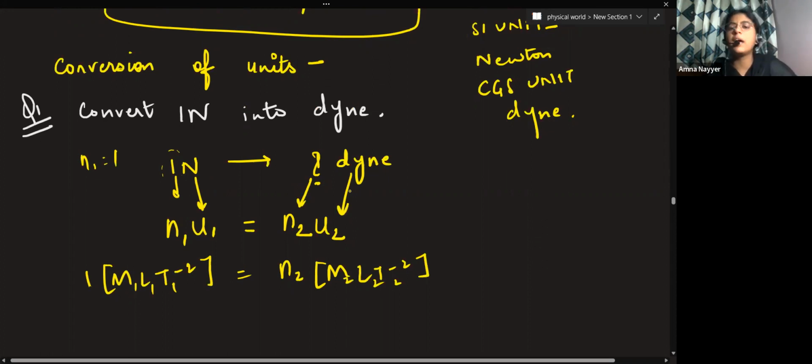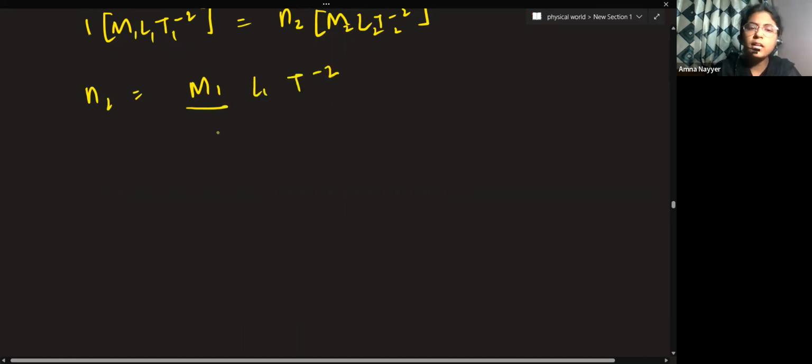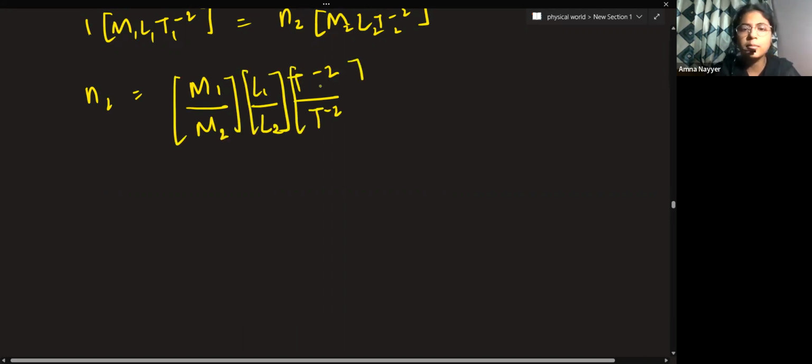SI unit with the magnitude, CGS unit with the magnitude. So we are calculating N2. From here, N2 will be what? N2 will be M1 L1 T to the power minus 2, divide all the like terms together. This becomes M1 by M2, L1 by L2, T1 by T2 to the power minus 2. This is mass, this is length, and this is time, 1 and 2. This is what we have to calculate. N2 is unknown to us. Rest of the things we know. The magnitude was 1, so even if you multiply, you get this back.